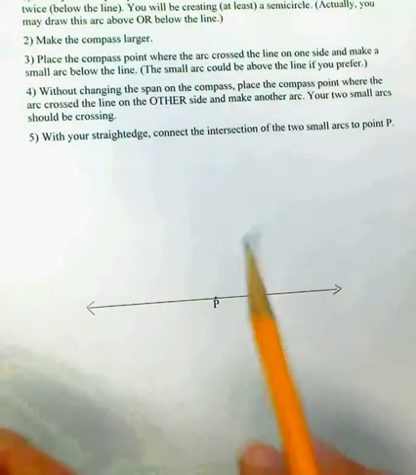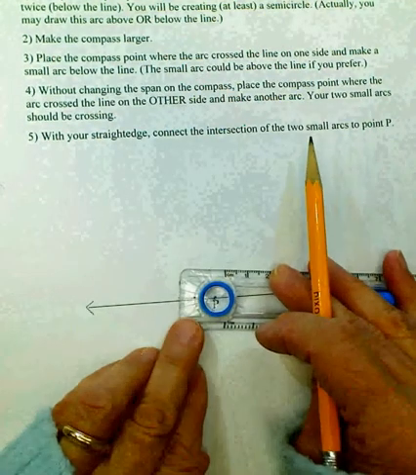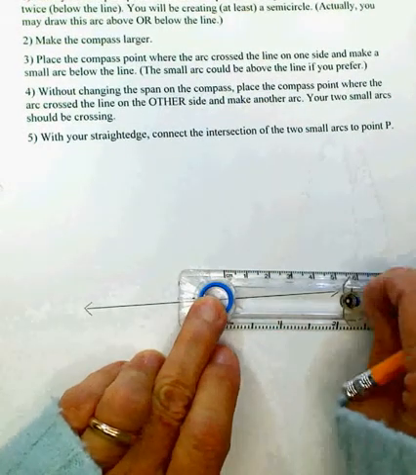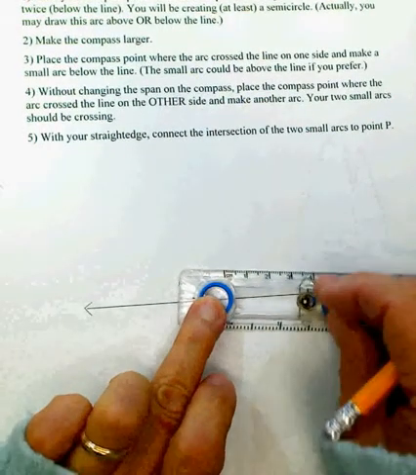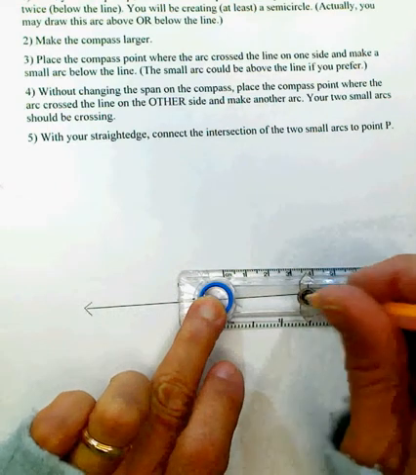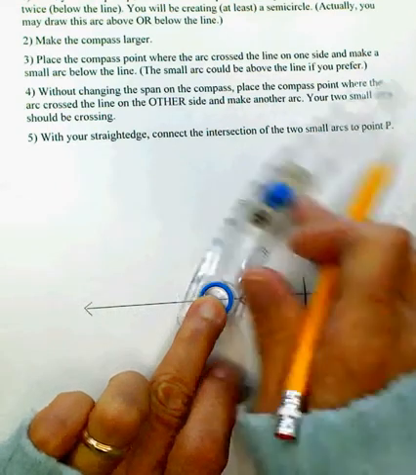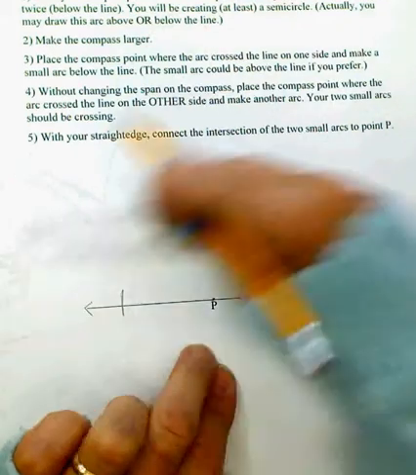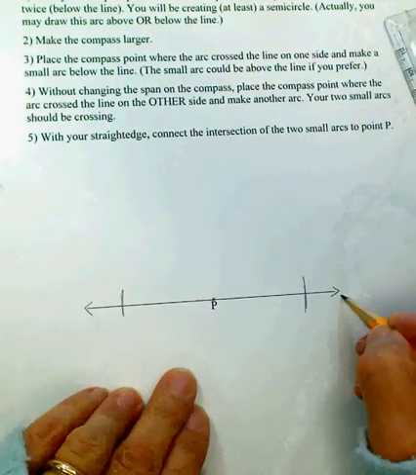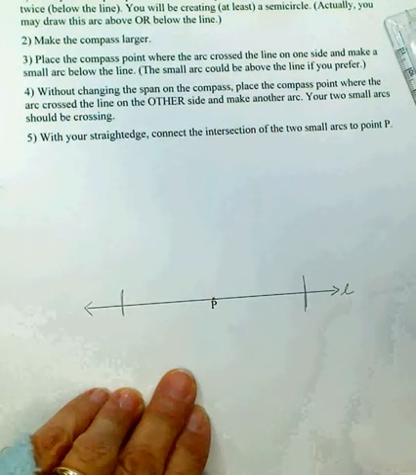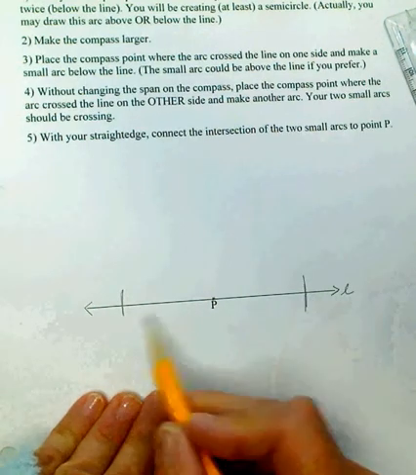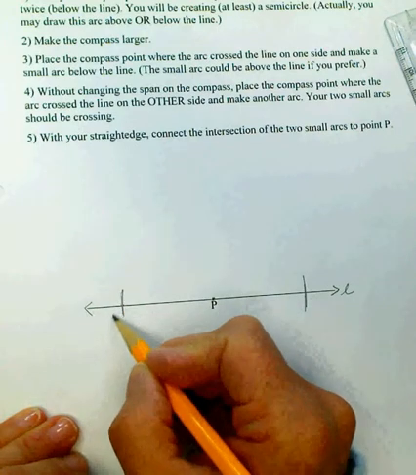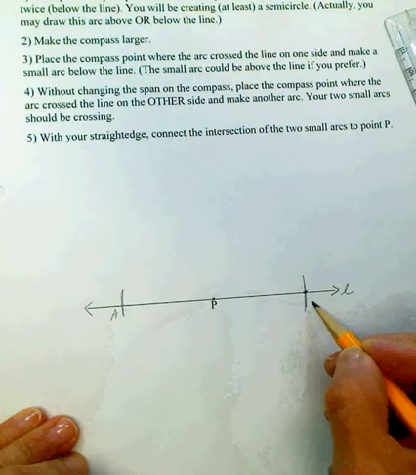And again, take your compass this time and put it right on the point P. Adjust the radius so that when you draw an arc on this side of P and all the way over on the other side, it will intersect the line, and we'll call this line L. It will intersect line L in 2 places. And let's call these 2 points A and B.